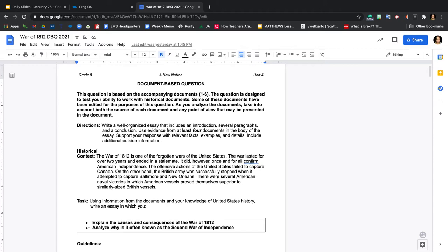And then the second bullet here says, analyze why it is often known as the Second War of Independence. So what I need to do is I need to look at that title, Second War of Independence. I need to consider what happened in the war, who we were fighting, why we were fighting, maybe look at some of those causes and see if I can explain why historians and why some of our founding fathers may view this war as a second war for independence.